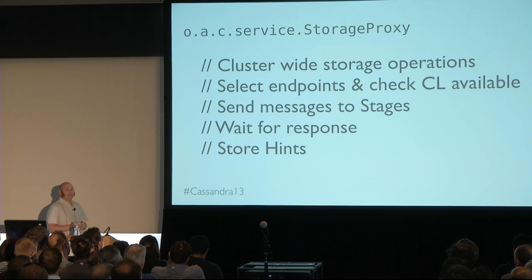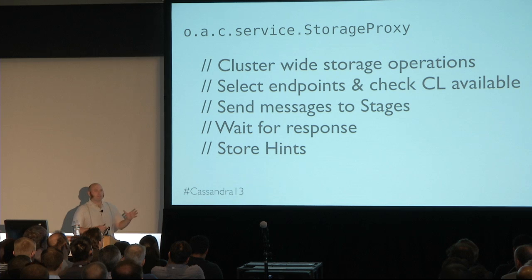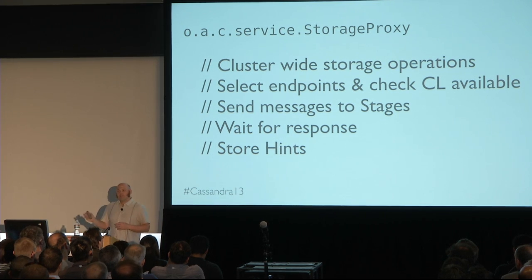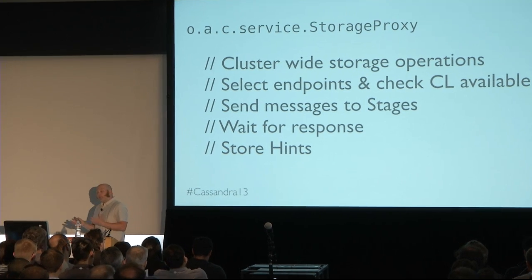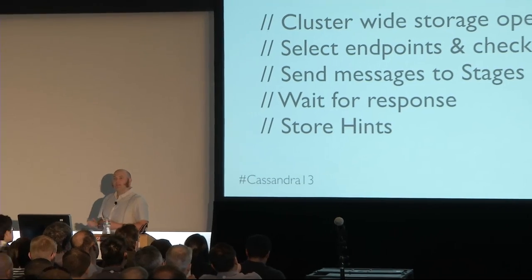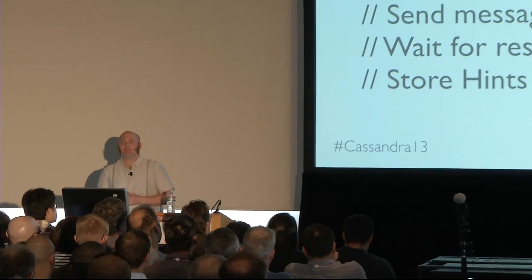These are the stages in the staged event-driven architecture that Cassandra uses. We'll see more about those shortly. It sits around and waits for a response in a very efficient way, handles hints if we got a timeout or something like that, and then returns the result back to the API layer so it can go back to your client.